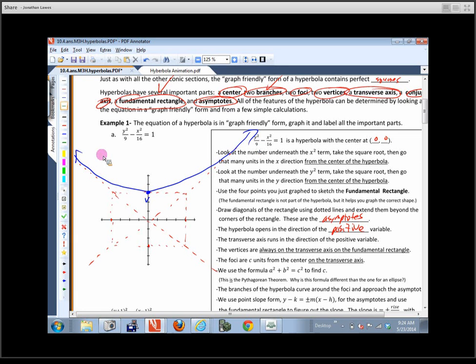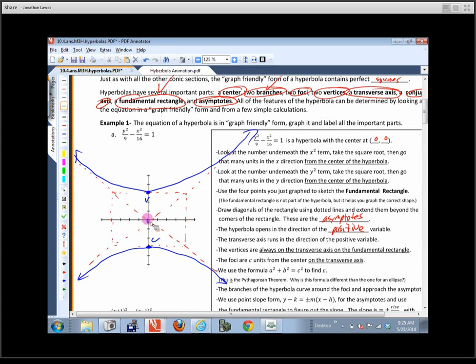Then it does the same thing for that bottom branch. So it's going to run along here. It's going to curve inward. It's going to hit this point right here. There's the other vertex. And then it's going to continue on that curved path. And it's going to go like this. We put arrows on the ends. And there we go. Now, we just graphed the parabola, but we haven't labeled everything. So we want to label all the important parts here.